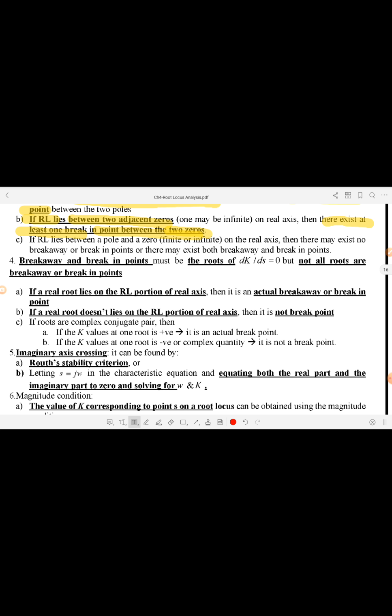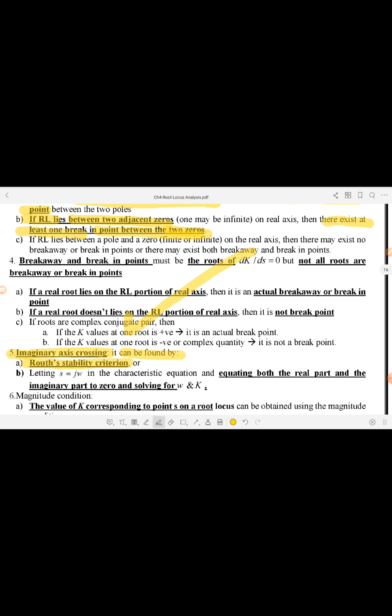After that, we will cover some important information about the imaginary axis crossing. This point I have already covered previously. The imaginary axis crossing can be found using one of two alternatives. The first alternative that we have already covered is the Routh stability, and from this we can find K critical and omega critical.